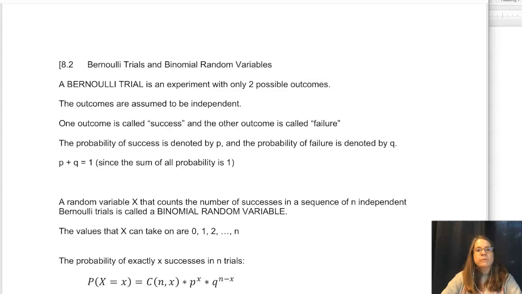One outcome is referred to as our success, and the other outcome we refer to as the failure, or the opposite of success. The probability of success is denoted by P, and the probability of failure is denoted by Q. Now, since these are the only two possible outcomes that can happen, their sum is equal to 1. The sum of the probability P and Q is equal to 1.